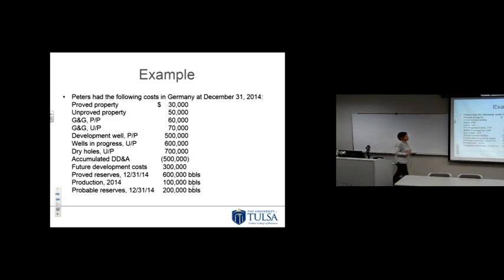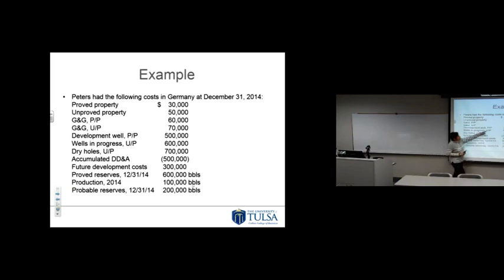Under U.S. GAAP, we're going to start here and add everything together. That includes the well in progress. A well in progress does not go into DD&A under successful efforts, but now it is. We've got some exceptions coming up in the future, but for right now, the basic DD&A calculation includes the well in progress.